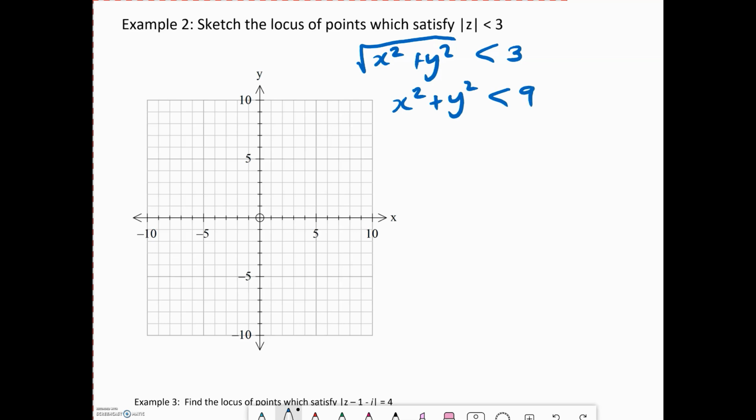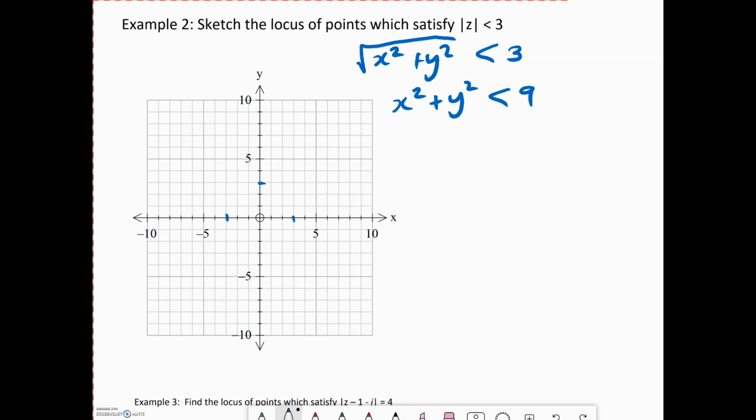So just like the last example, it is going to be a circle. The center will be at the origin. The radius, however, is 3. So let's start looking at that. A circle, with our center as the origin.